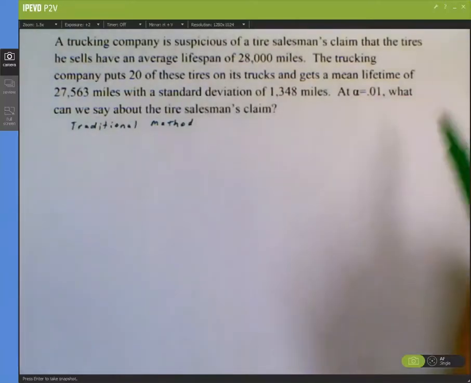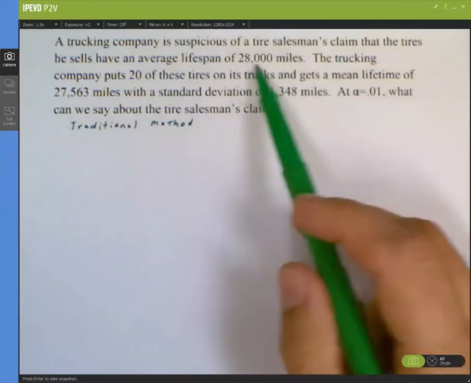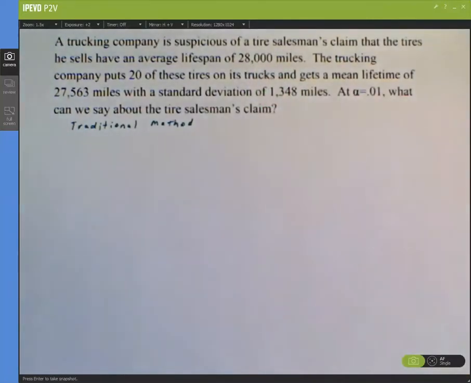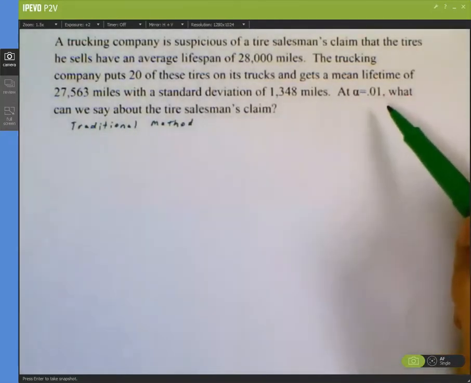So we have a tire salesman claiming that the tires he sells have an average lifespan of 28,000 miles. A trucking company is suspicious of that. They put 20 of the tires on their trucks and they get a mean life of 27,563 miles. And the standard deviation is 1,348 miles. Okay, we're going to test this at an alpha level of 0.01.